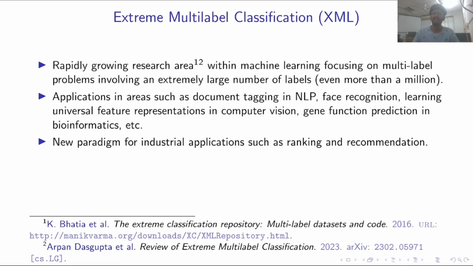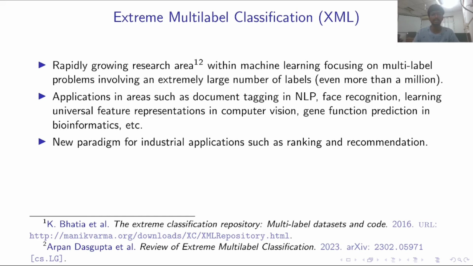So we will begin with a quick introduction of the domain, which is extreme multi-label classification. Extreme classification, also known as XML, is a rapidly growing research area in machine learning that deals with multi-label problems which involve a large number of labels. The number of labels in these problems can go up to billions, and this has a lot of applications in various fields like NLP, computer vision, and bioinformatics.